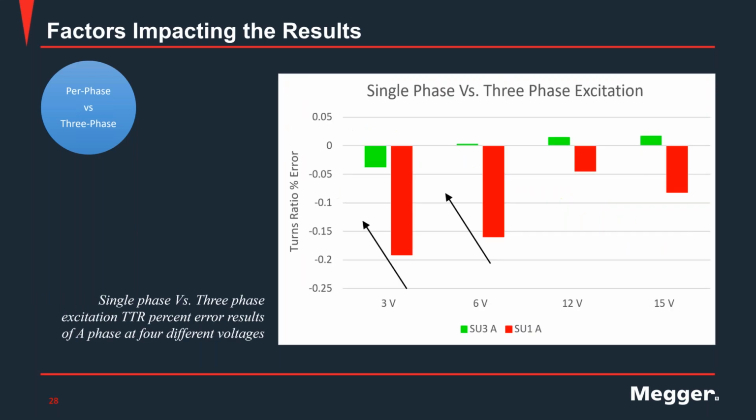Next example, also comparing single phase versus three phase excitation. Once again, showing for the first and second bars negative errors. So when I do three phase excitation, my error will come closer to zero. In this case, I'm also showing the combined effect of three phase with different voltages.